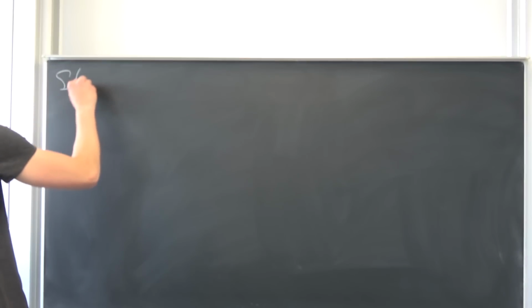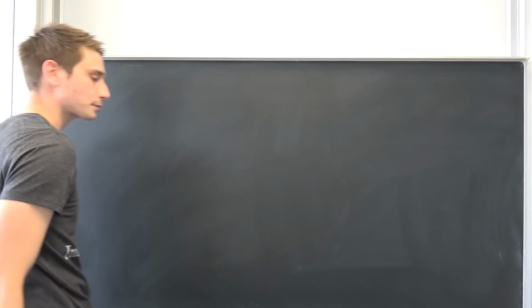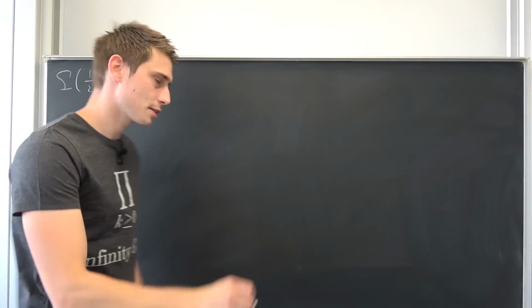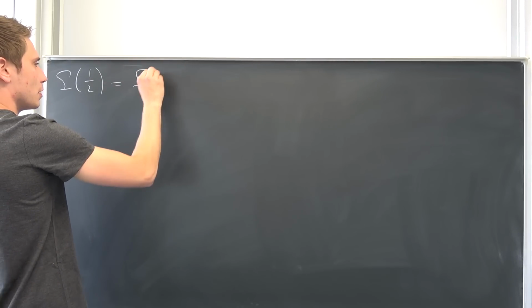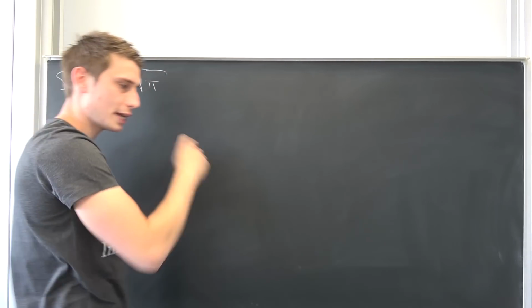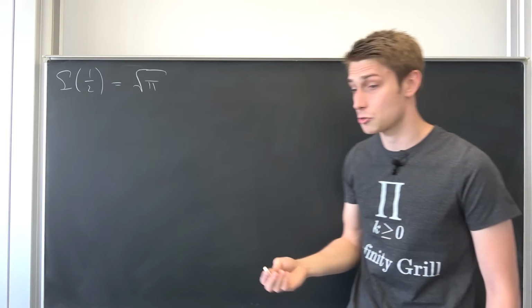So we're going to take a look at gamma of 1/2. And this is, by coincidence, going to evaluate to square root of pi. Maybe you have seen this before: negative 1/2 factorial is square root of pi.